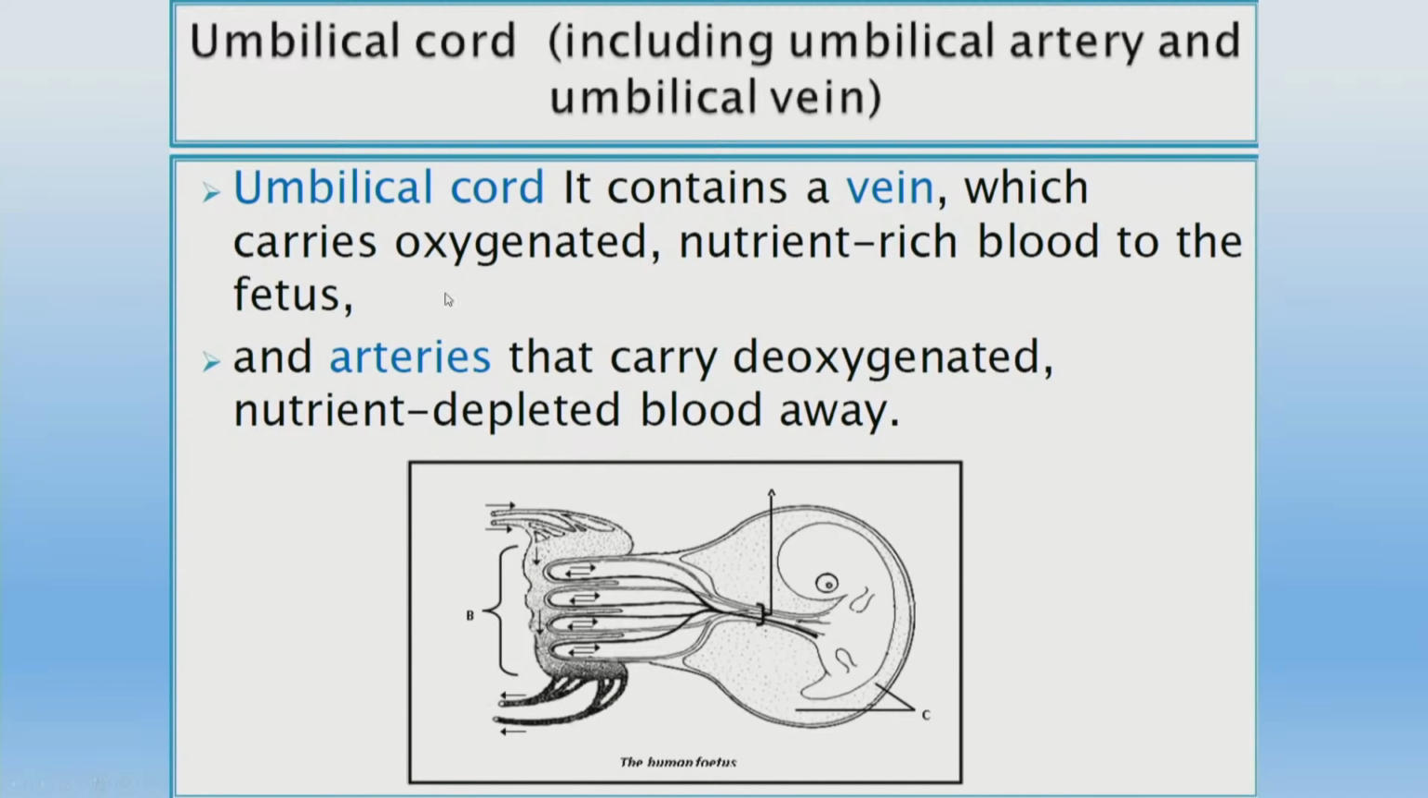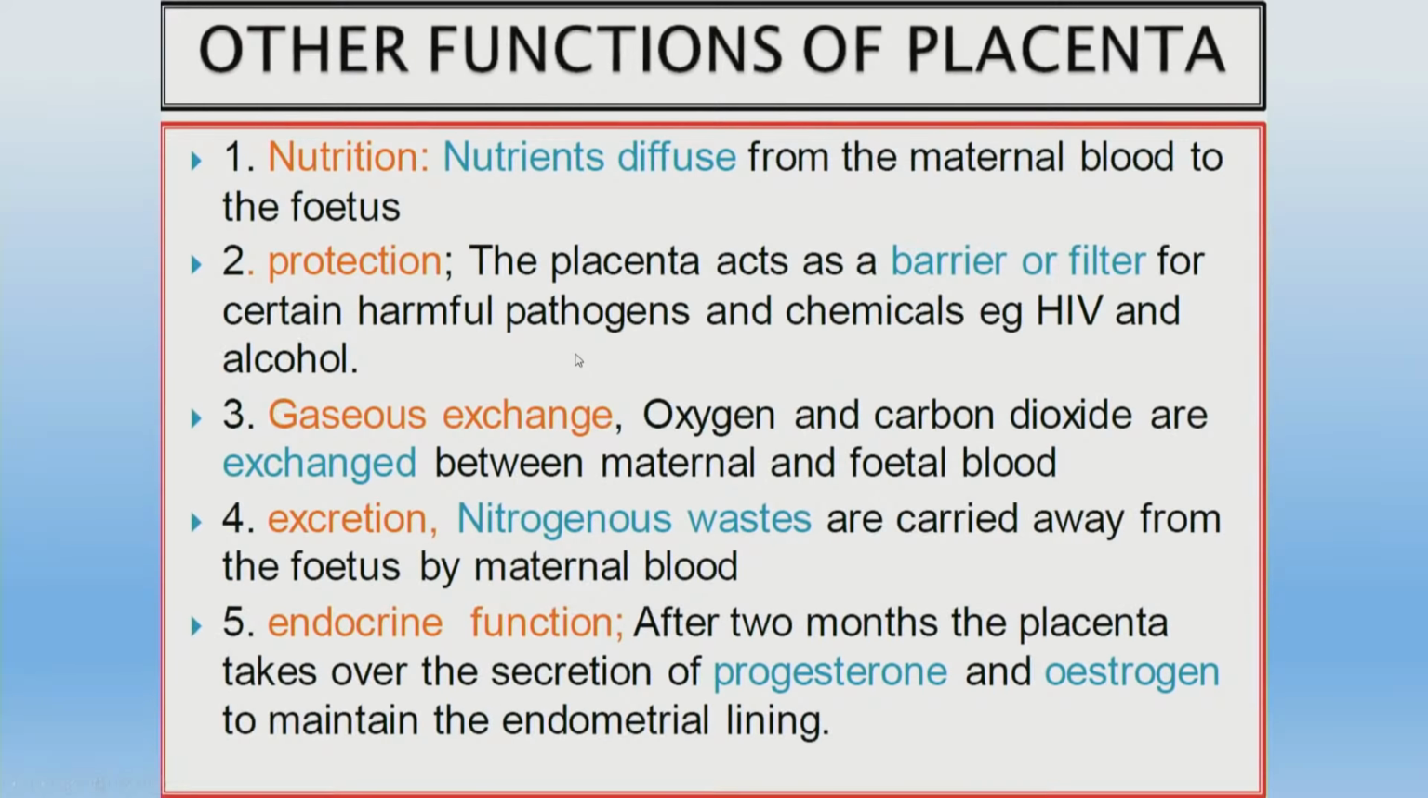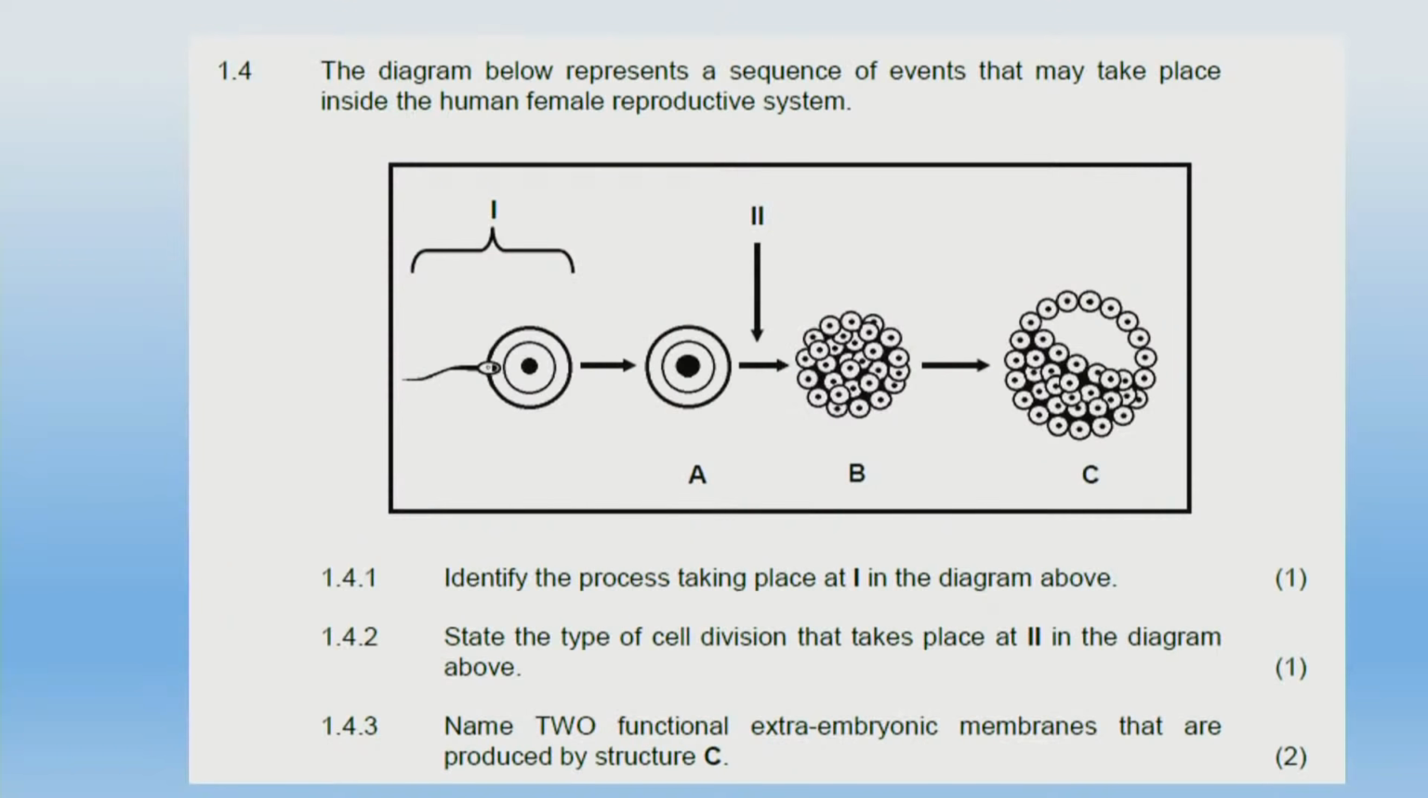And then the umbilical cord, you still remember that it has the vein and the arteries. And then again, you have to know the functions, and the other functions of the placenta, meaning the role of the placenta during gestation. So please make sure that you know all these things: the role of the placenta during gestation, and also the role of the amnion or amniotic fluid and the chorion, please.